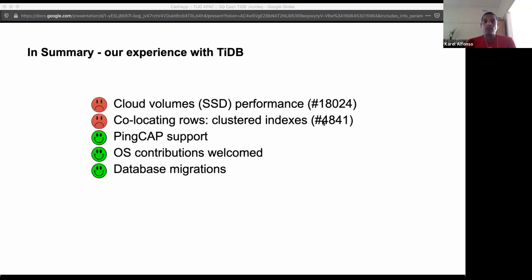We wanted to call out that we're extremely happy with PingCAP support. We have day-to-day conversations and fixing issues. The turnaround is really quick. We've also contributed to the open source project, and I encourage everyone to do so as well. And we were also happy with database migrations.